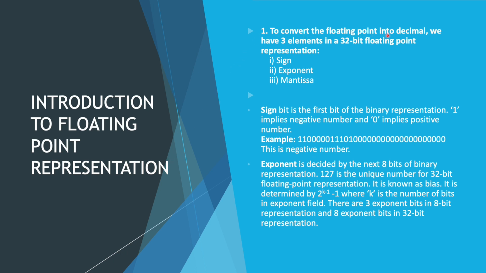To convert the floating point into decimal, we have three elements in 32-bit floating point representation: sign, exponent, mantissa. Sign bit is the first bit of the binary representation. 1 implies negative number, 0 implies positive number. In the given example, the most significant bit is 1, therefore the number is a negative number.